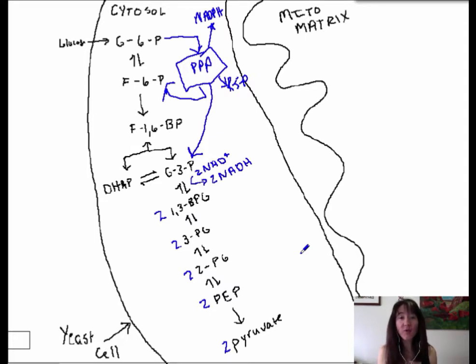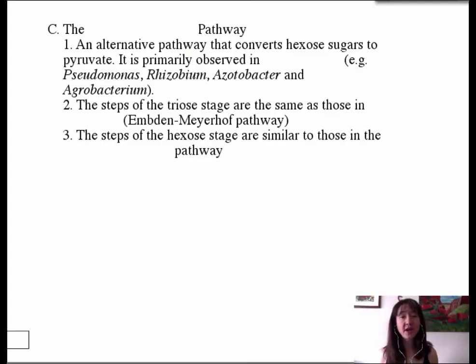And now we only have one more of those pathways to talk about. The final glucose degrading pathway that we're going to talk about is called the Entner-Doudoroff pathway. And this pathway is an alternative to glycolysis or the Embden-Meyerhof pathway. I like to think of it as the two-in-one shampoo because it actually produces products that both the pentose phosphate pathway would produce and that the Embden-Meyerhof pathway would produce. But it is really just an alternative to the Embden-Meyerhof pathway.